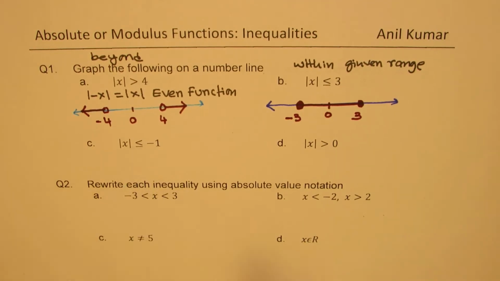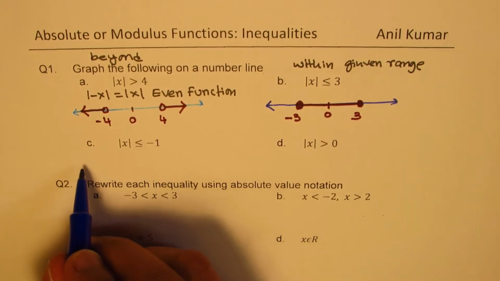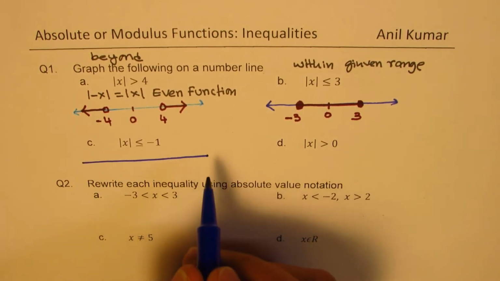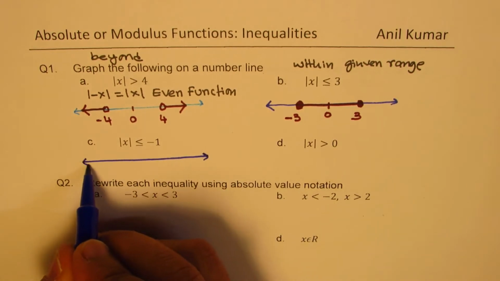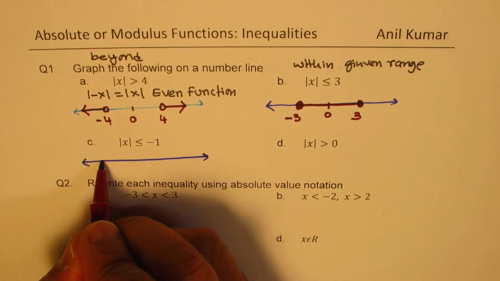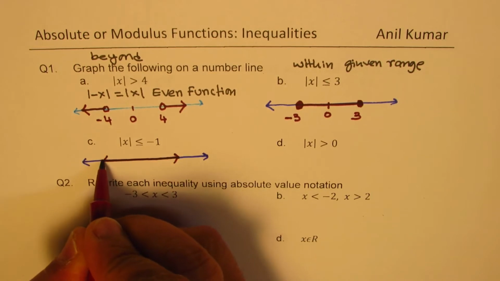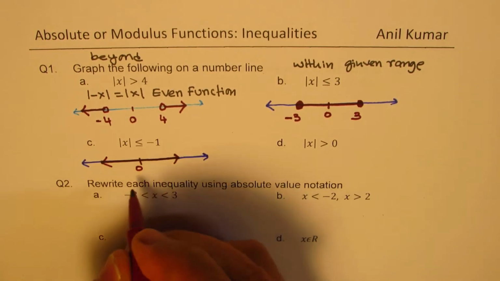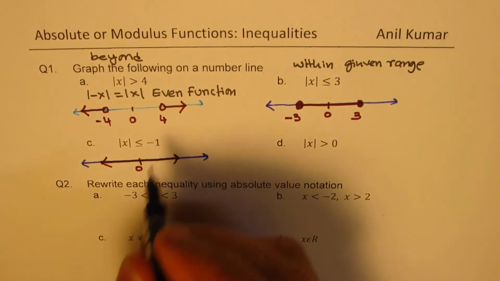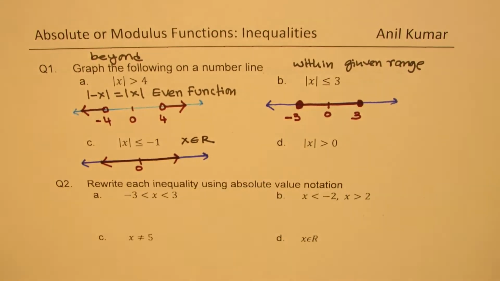Now the next one here is that we're looking for absolute value to be less than minus 1, right? So clearly absolute function is either 0 or greater, and therefore this will be all real numbers, right? So every time this statement is going to be true. So we'll have something like this, which literally indicates that x belongs to real numbers as the solution. Is that clear to you, right?